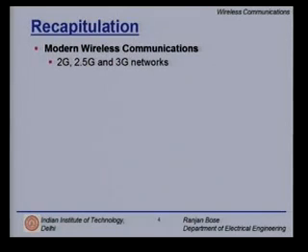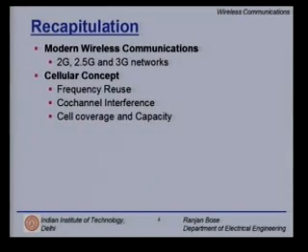A brief recap. In the previous lectures, we looked at the modern wireless communication systems. We looked at the 2G, 2.5G and 3G networks. We talked about WCDMA and CDMA 2000 in the 3G networks. Then we introduced the concept of cellular communications, where we looked at frequency reuse leading to co-channel interference. Finally, the notions of cell coverage and capacity.